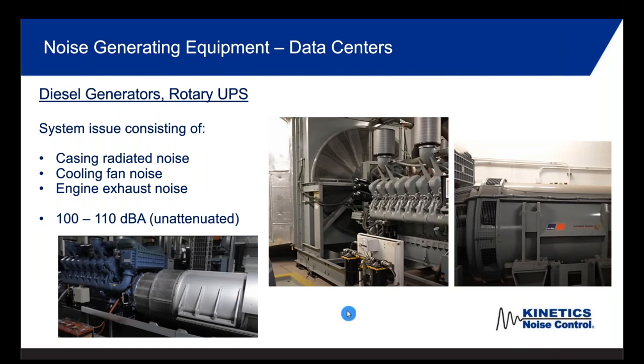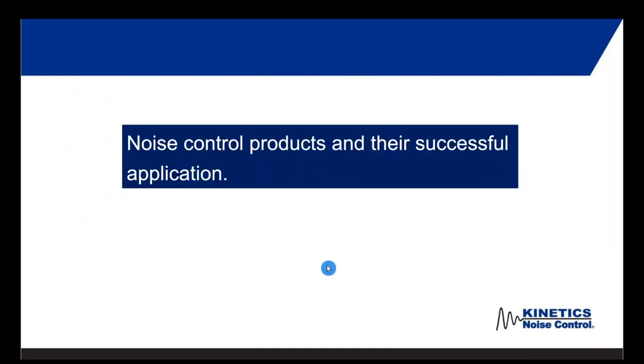Then indoors, we're looking at the diesel generators and rotary UPSs. We've got the casing radiated noise off the generator, cooling fan noise outside the building, and engine exhaust noise. These all have to be taken care of. Unattenuated in a generator room, you're looking anywhere between 100 to 110 dBA. So this is, once again, the noise of running a data center.